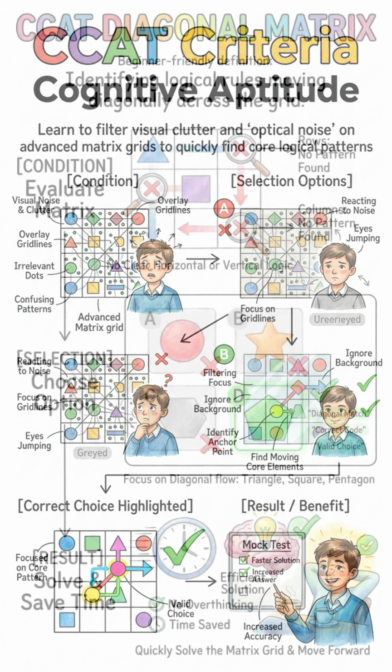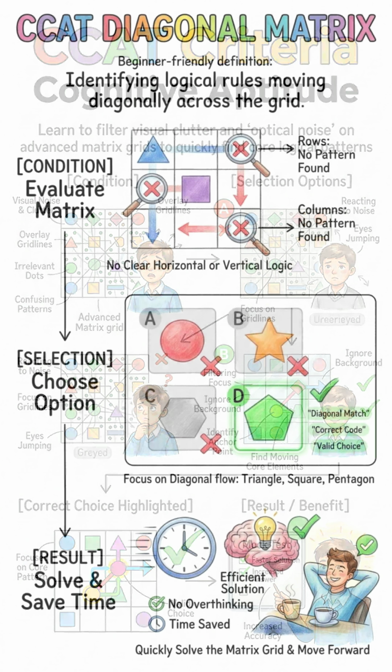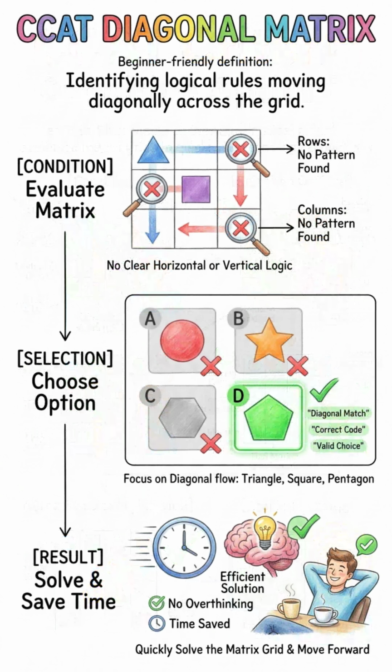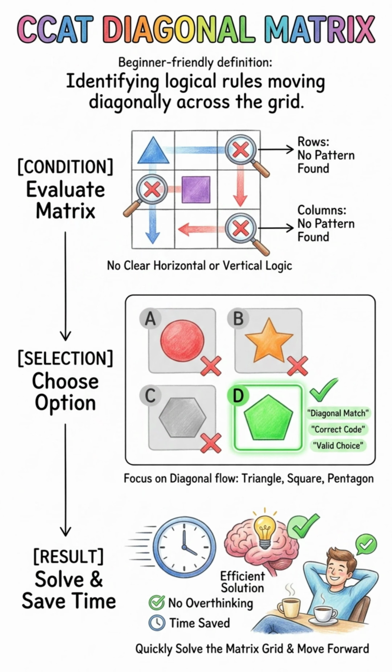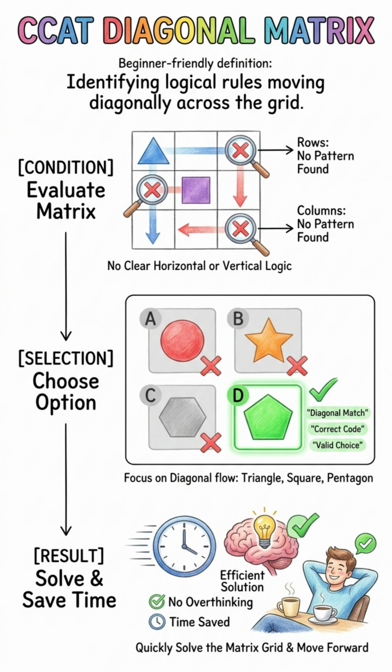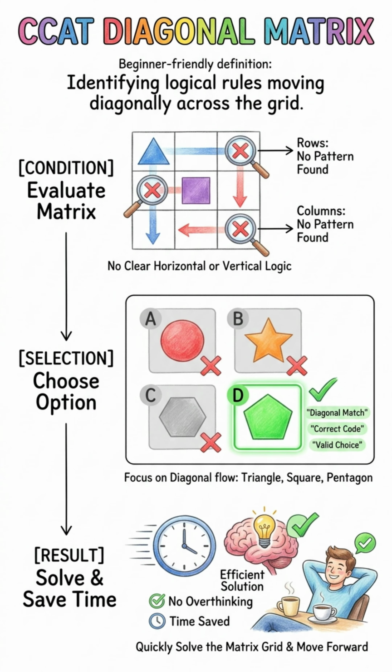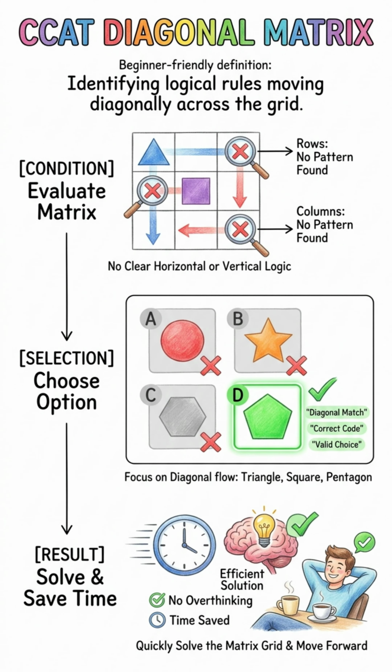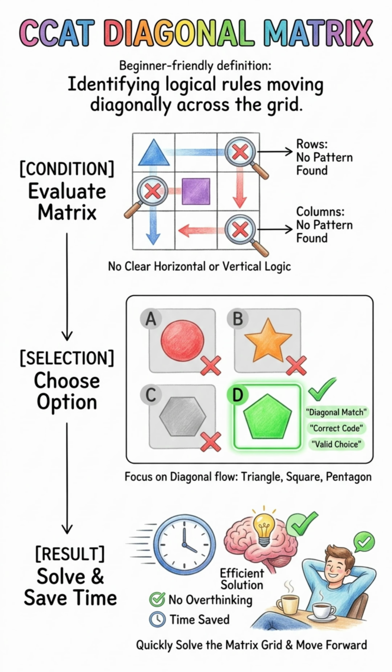In certain complex matrix grids, the logical rule does not move horizontally across rows or vertically down columns, but moves diagonally across the grid instead. In a diagonal matrix, the shape in the top left corner is identical to or directly transforms into the shape in the middle cell and the bottom right cell. If you analyze the rows and columns and find absolutely no logical connection, immediately shift your focus to checking the diagonal lines. Recognizing a diagonal pattern saves you from getting stuck in a frustrating visual dead end.